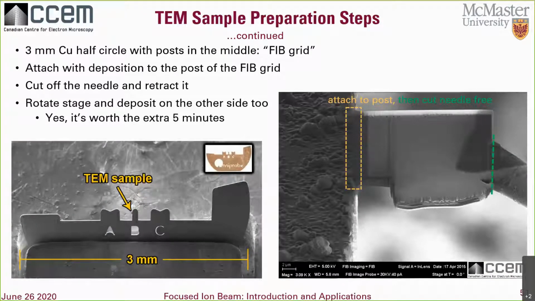The most common resting place is a copper 3mm half circle with posts in the middle. That's where we put it, and this fits a standard TEM sample holder. It's typically called a FIB grid, even though there's no grid, but that's language borrowed from other copper TEM samples that hold particles. Anyway, the lamella is attached by deposition to the post of the FIB grid on one side. I also rotate the stage to deposit on the other side too for extra strength. I've seen that not everyone in the world seems to do this on both sides, but I don't want the sample breaking off when someone drops the grid, so I spend the extra 5 minutes.